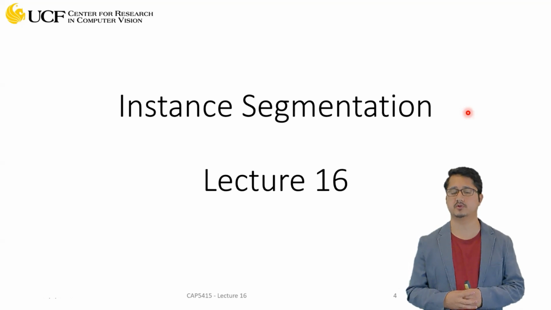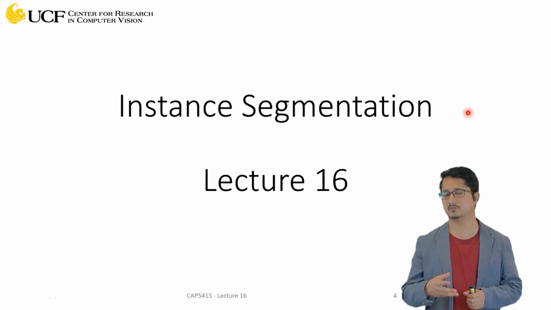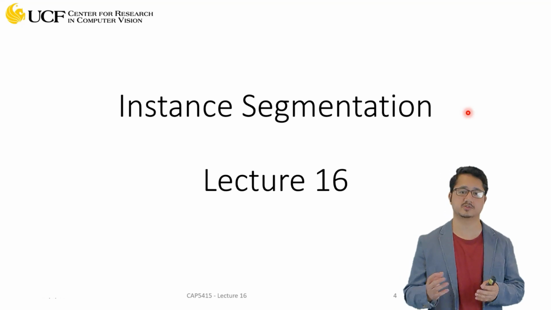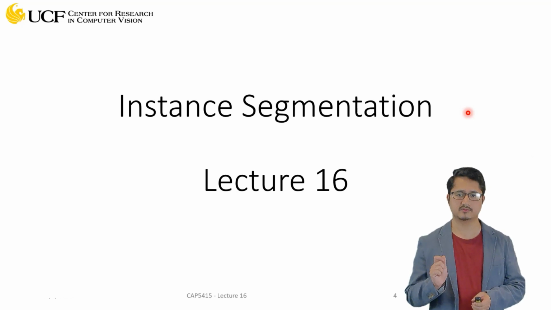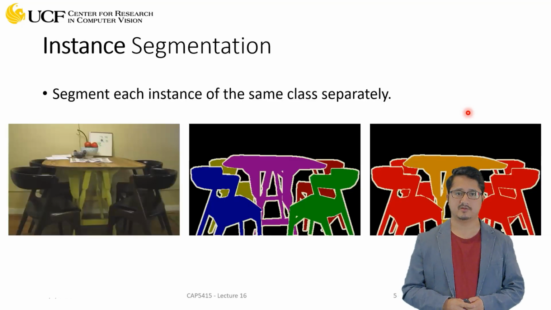So if you remember, when we were talking about object detection, there were some issues with the way the ROI pooling was being performed. There was some loss of information, and there was some additional contextual information which was being utilized, which we didn't need. So we'll try to address some of those issues here when we do this instance segmentation. All right, so let's start.